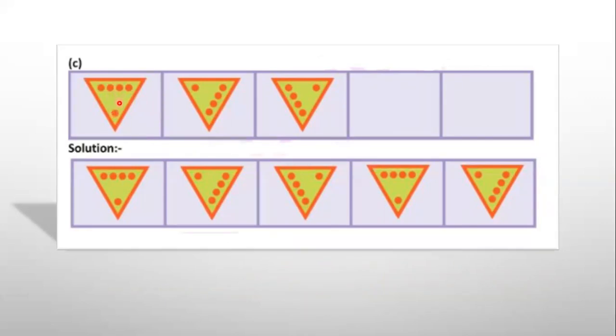This is the original figure. When it makes a turn of 120 degrees, a 120-degree turn means a 1/3 turn it is making. So this position will be coming to this side, see.